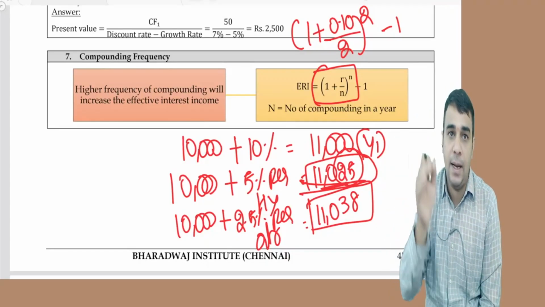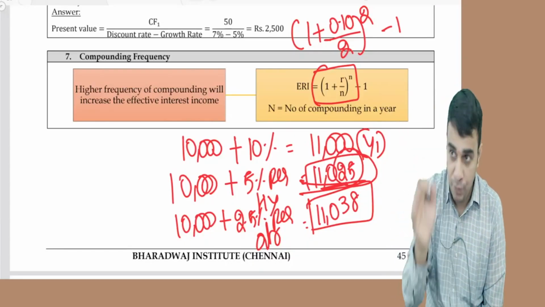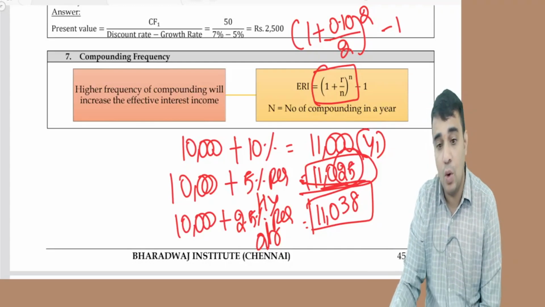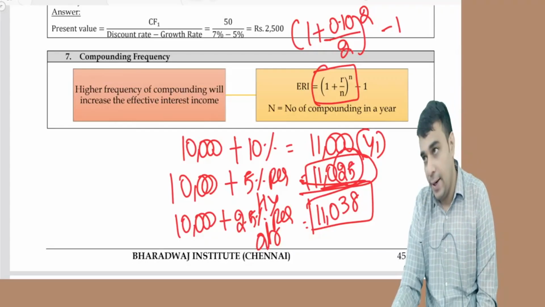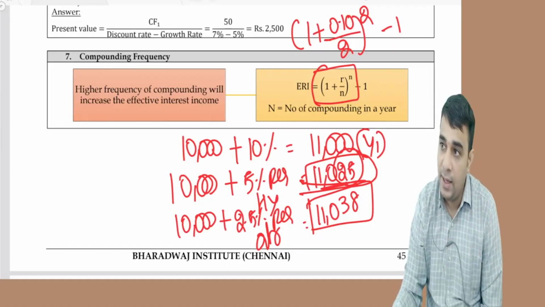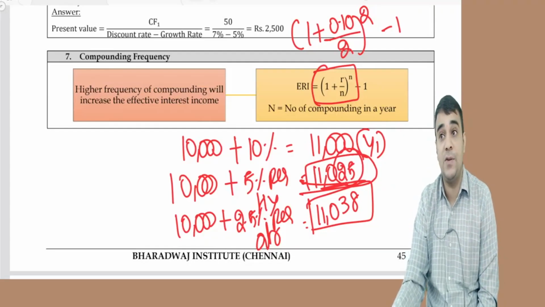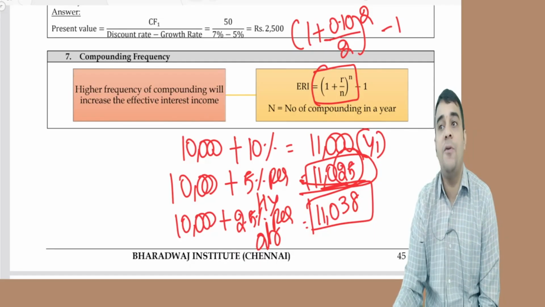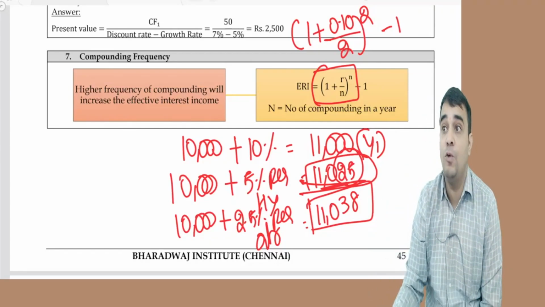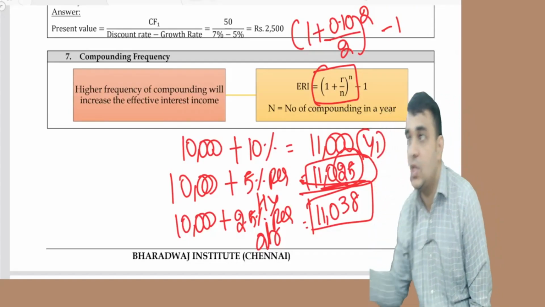1 plus 10% divided by 2, power 2. 1 plus 10% divided by 4, power 4. 1 plus 10% divided by 12, power 12. 1 plus 10% divided by 20, power 20. Like this you can keep going on. Minus 1, for 2, 4, 8, 12, and 365. 365 means daily compounding, which is rare. Divided by 2 power 2 is half yearly compounding, divided by 4 power 4 is quarterly compounding, divided by 6 power 6 is every 2-month compounding, divided by 52 power 52 is weekly compounding. As the compounding frequency changes, your effective income will change.